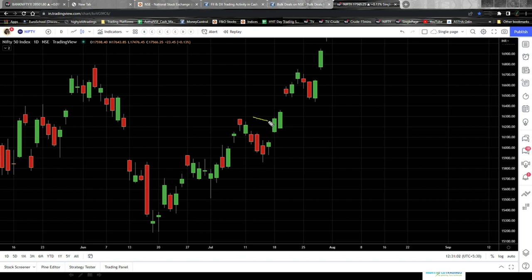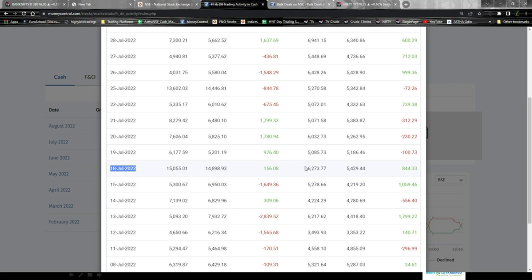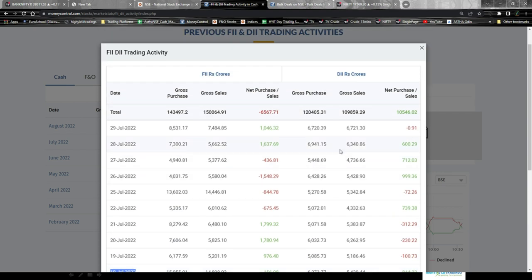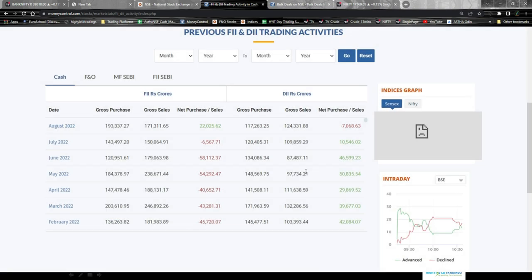Okay, so this is the candle for 18th of July 2022, and it is again a big green candle for the simple reason that the FIIs and the DIIs were both in the buying mode. So that is all you need to know about this particular page, how to read this page. That's it. No rocket science, nothing complex in it. You have to just see whether FIIs and DIIs are in green or red. And whatever I just explained, that is the only thing that you need to know about this particular page.